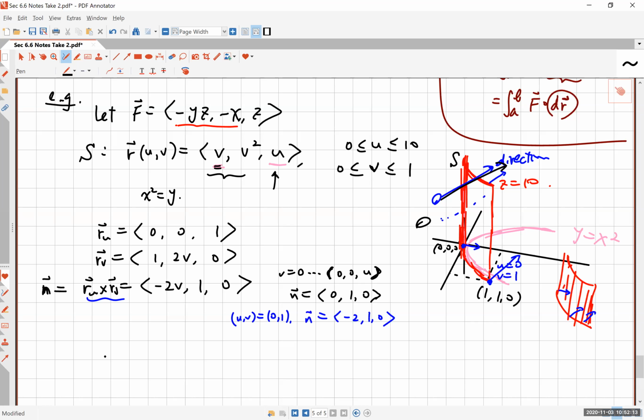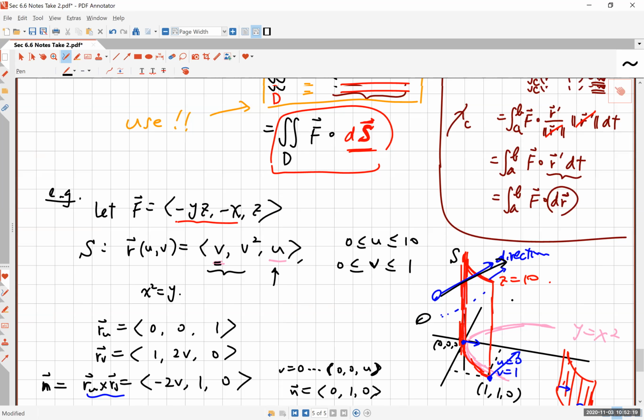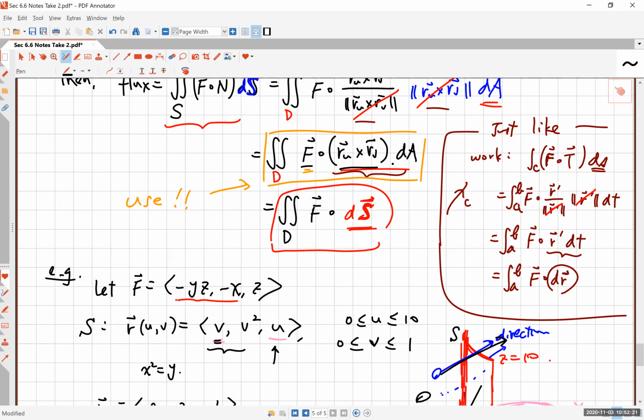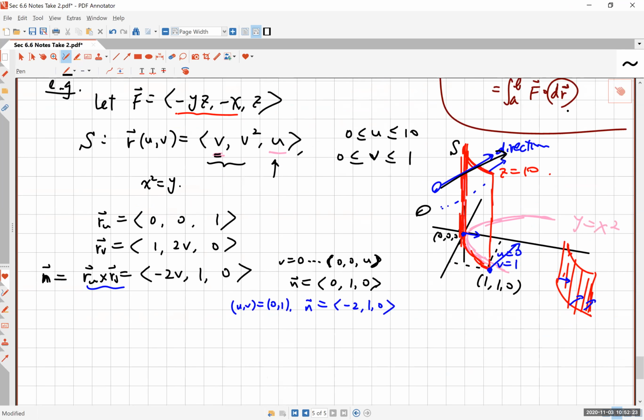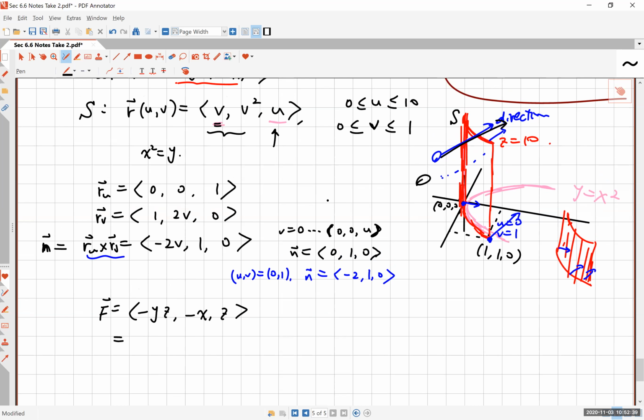All right, so now I have r_u cross r_v. Remember, what I need is these components here. I have to have F and I have to have r_u cross r_v. F, of course, has to be written in terms of u and v. So this is negative y, z, negative x, z. I have to translate this in terms of u and v because we are no longer allowed to use x, y, or z.